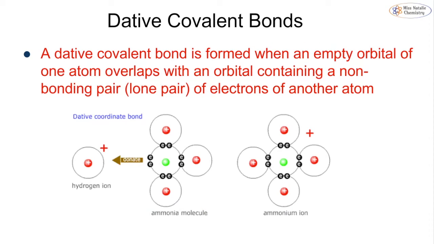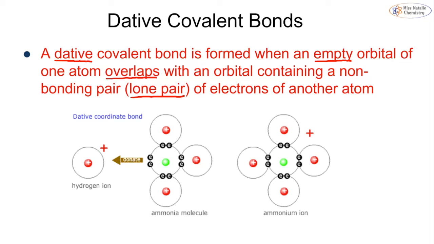Now there is a new type of covalent bond that you have not met before, and this is known as a dative covalent bond. A dative covalent bond is formed when the empty orbital of one atom overlaps with an orbital containing a lone pair or a non-bonding pair of another atom. So we've got an orbital that has no electrons overlapping with an orbital that contains 2 electrons.